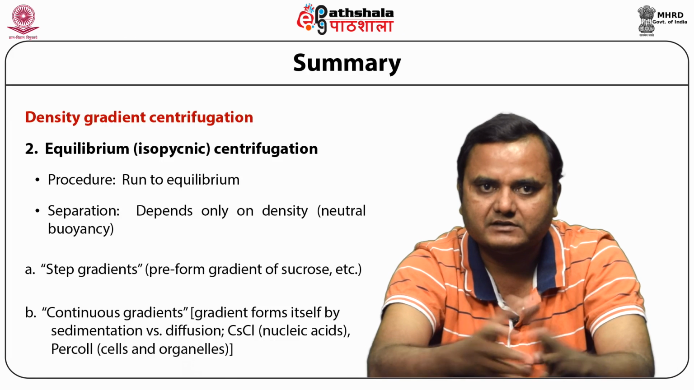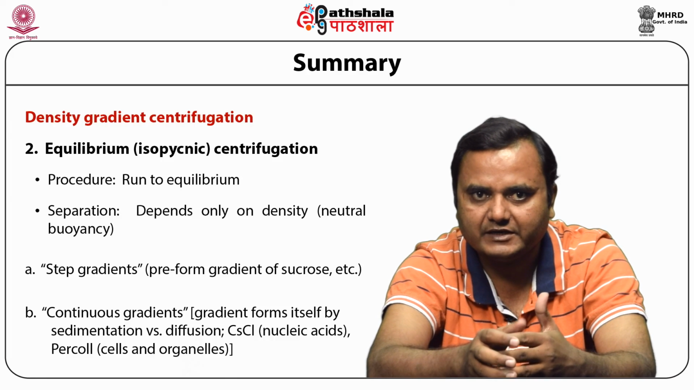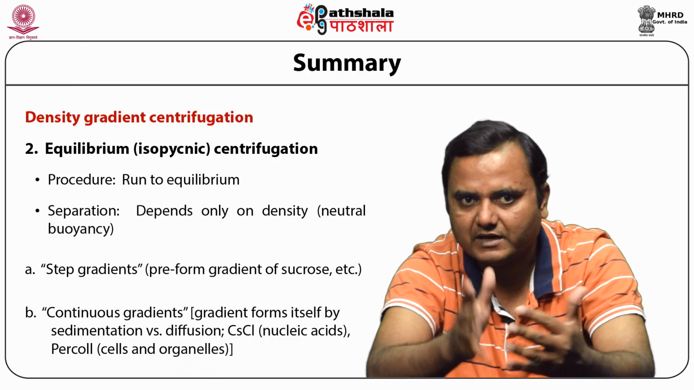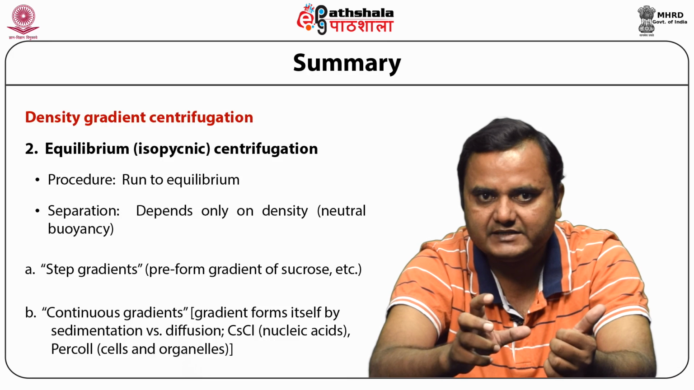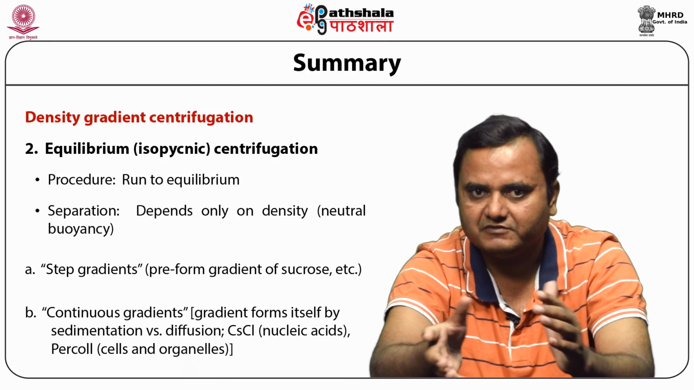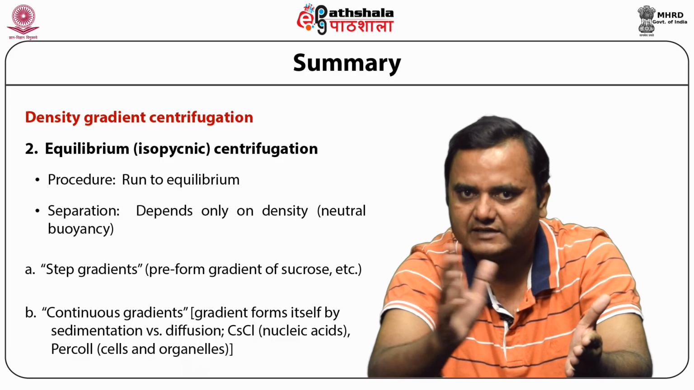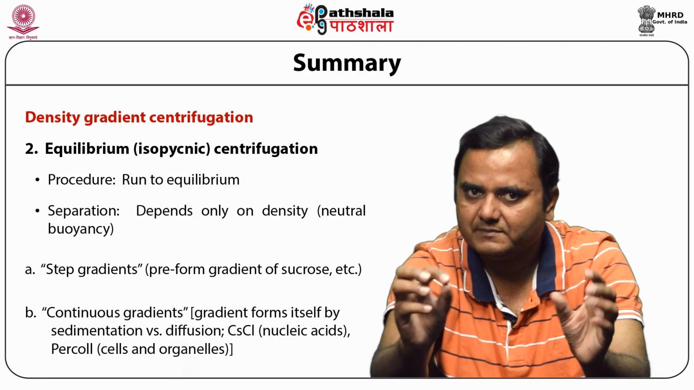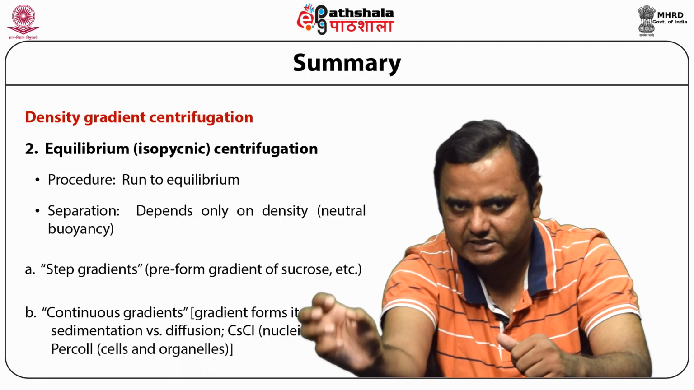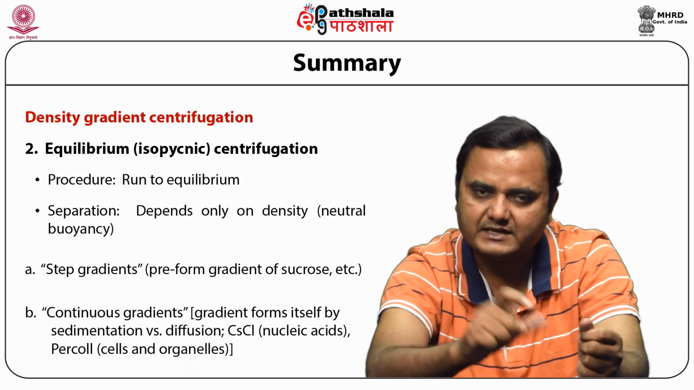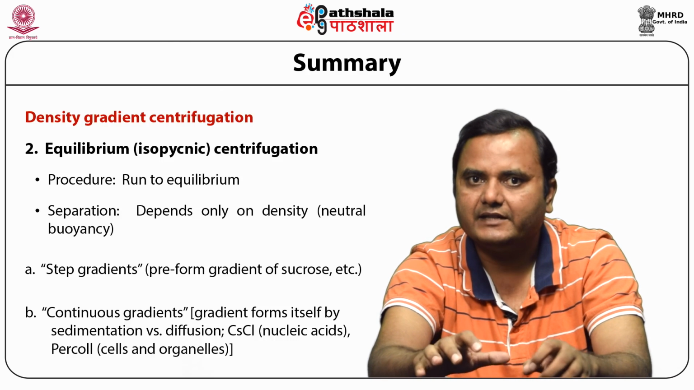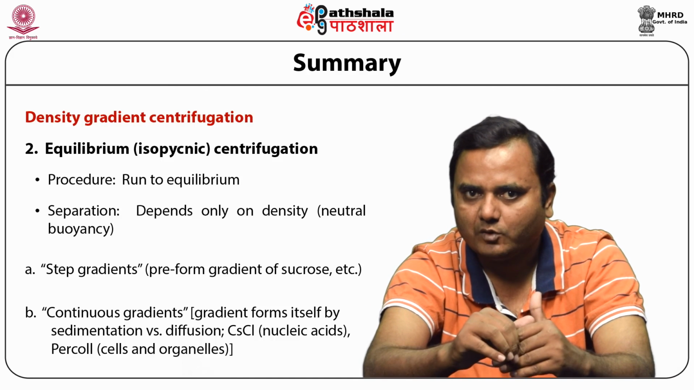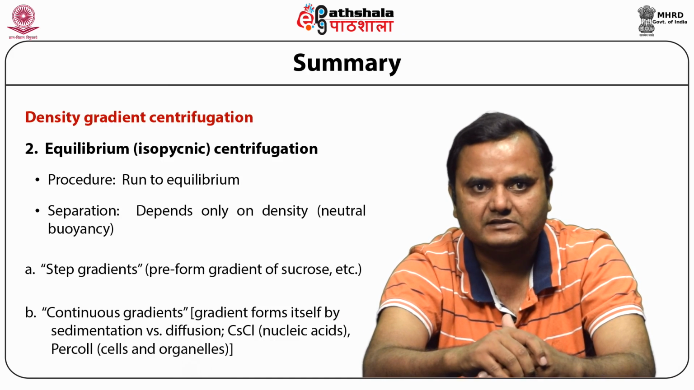Then we discussed isopycnic centrifugation, which runs to equilibrium, with separation that depends on the density or neutral buoyancy. Then the step gradient and the continuous gradient, where cesium chloride is used, the advantages of cesium chloride, and how the molecules are separated. So now you are familiar with the two types of density gradient centrifugation, isopycnic as well as rate zonal centrifugation, and their basis for separation, their applications, and all the details of these two techniques. Thank you very much.